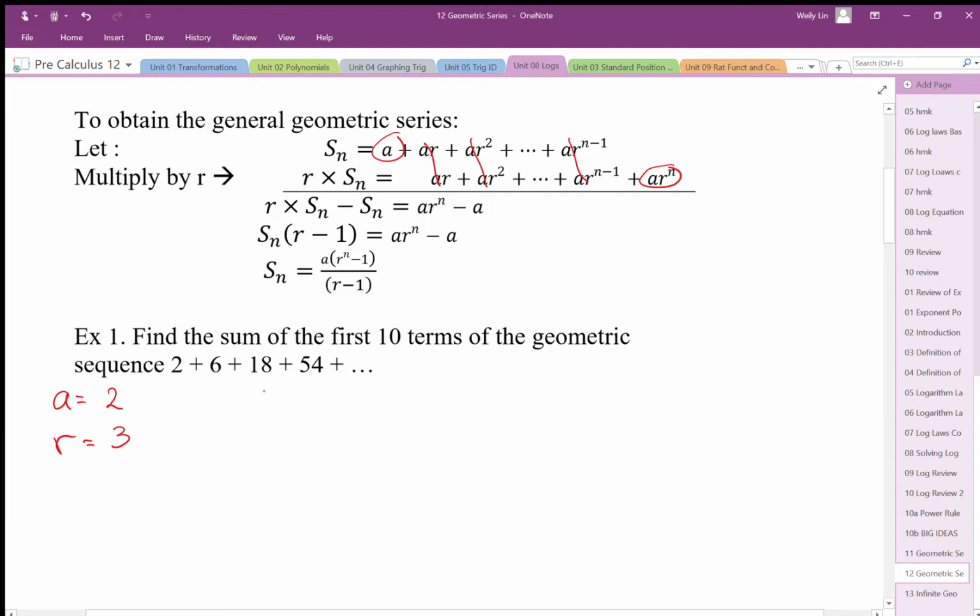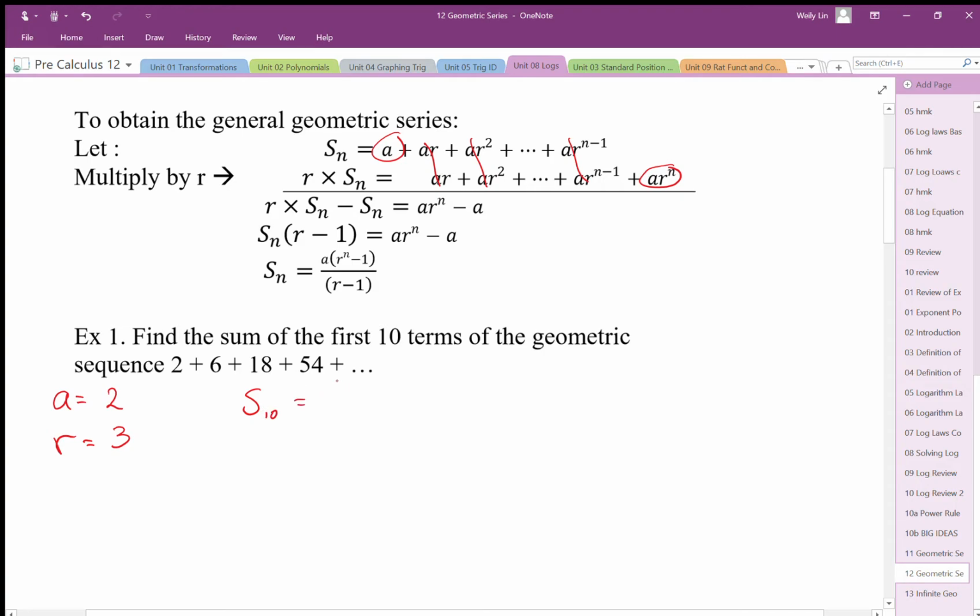If I want to find S10, I could list out 10 terms. If I'm ever stuck, I'll list out 10 terms. I've got 4, times by 3, and so on. I can just do the grunt work and work it out that way, but 10 terms starts to be a lot of terms, so I know that this formula is going to be way more efficient.